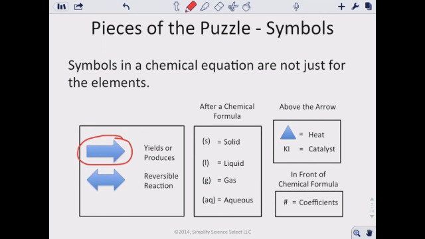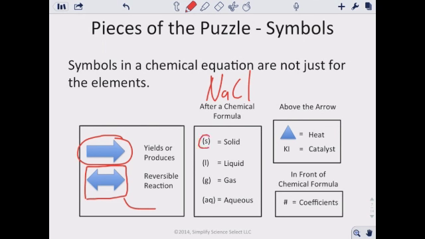Now, remember I told you that the arrow always points to the product. Well, this is an arrow that points both ways. So that's a reversible reaction, and that's what we say something is in equilibrium, meaning it can go back and forth. So if we see these, they go in the middle, and they tell us what direction the chemical reaction is going. After a chemical formula, so say we have NaCl, that's sodium chloride, it's table salt.